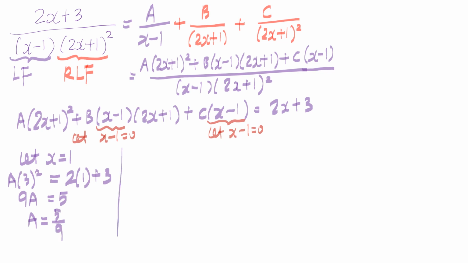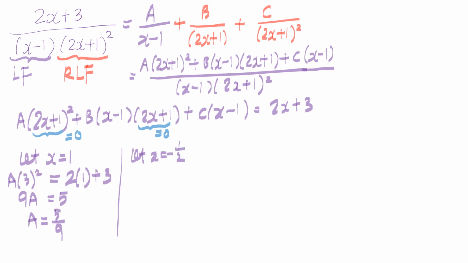Okay, so the next one I want to get rid of, I'm going to let 2x plus 1 equals to 0. Because if I let 2x plus 1 equals to 0, I will eliminate b. I will also eliminate a. Okay? So if I let 2x plus 1 equals to 0, that means the value of x that I'll be substituting will be negative half. Okay, so my a is gone, my b is gone, left only c.